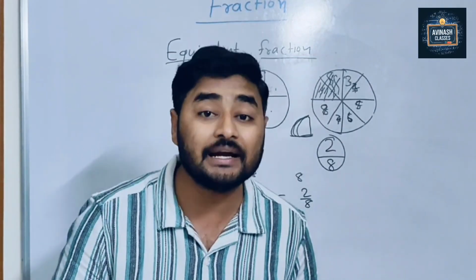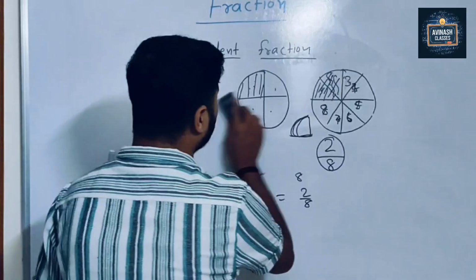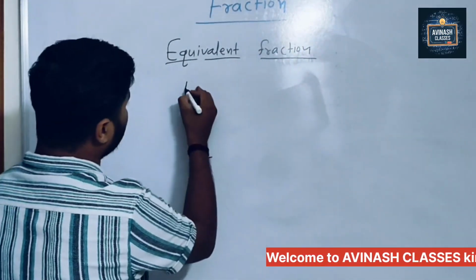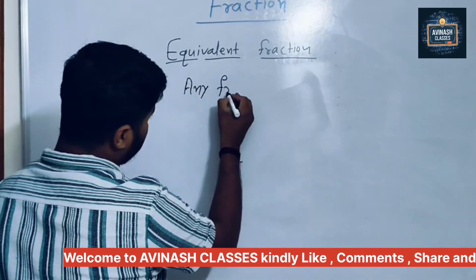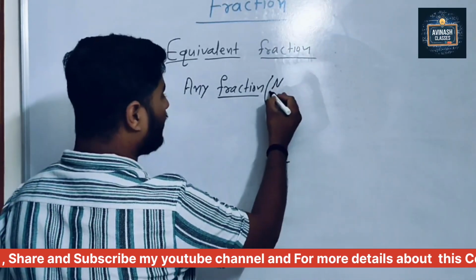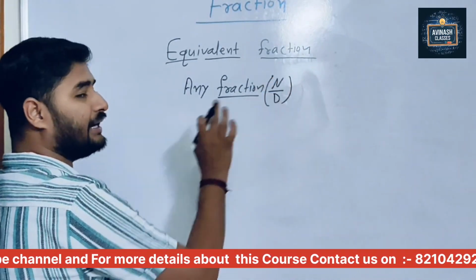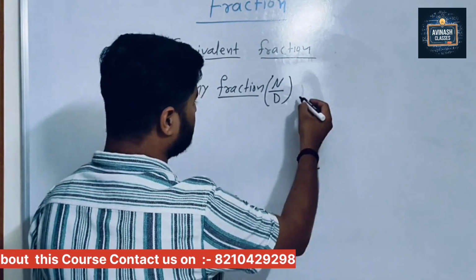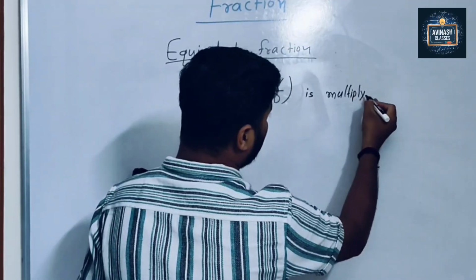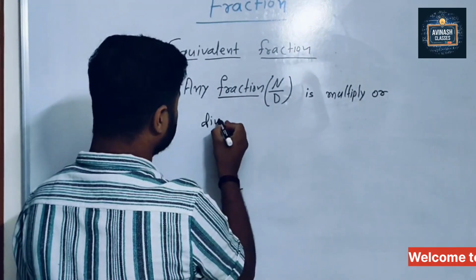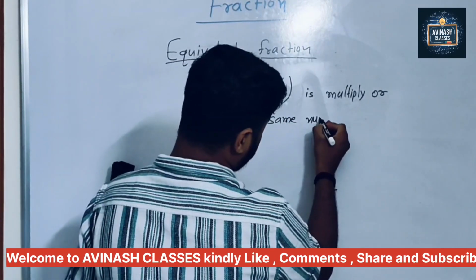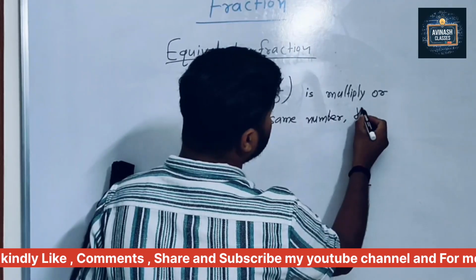Now sir, how can we write the equivalent fraction? So that's what I'm going to explain. Any fraction. If I'm talking about a fraction, it means one part is called the numerator, the other part is called the denominator. Okay? Numerator and denominator. So if any fraction is multiplied or divided by the same number, then we get an equivalent fraction.